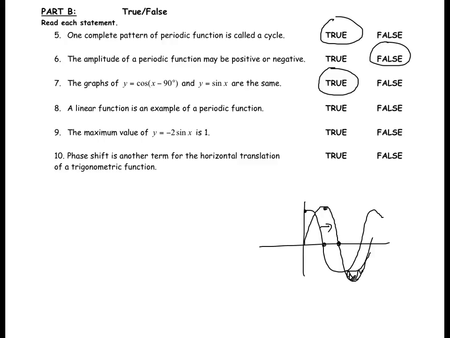It says a linear function is an example of a periodic function. No, because a linear function does not repeat. The maximum value of y equals negative 2 sine x is 1. No, because sine x is minimum at negative 1. So negative 2 times negative 1 is going to be 2, and it's not 1, so this is false. And the last one, phase shift is another term for horizontal translation, which is true.